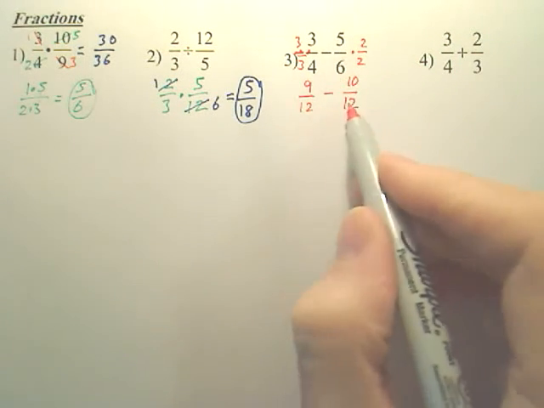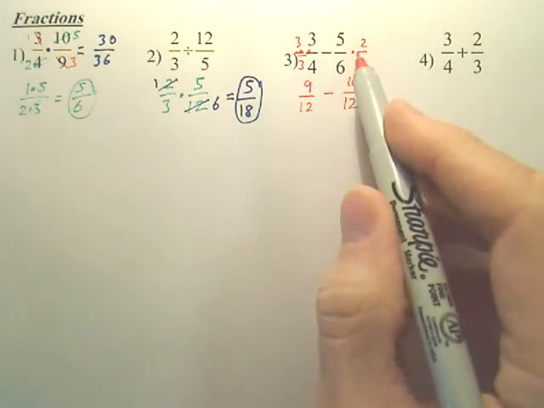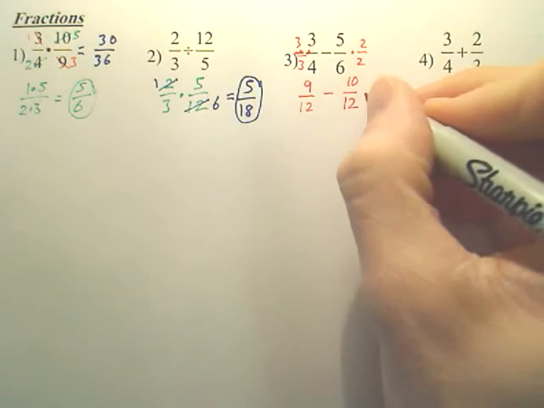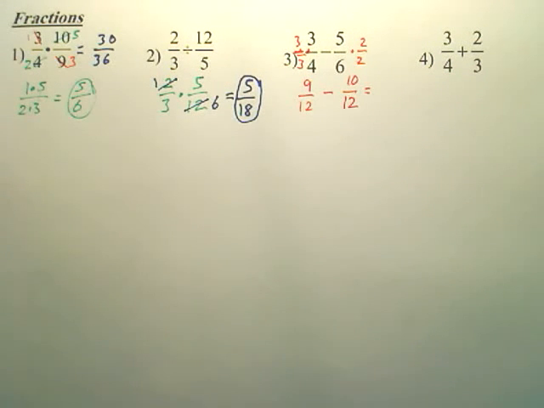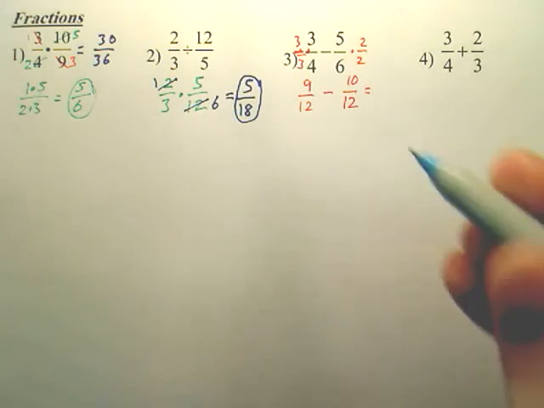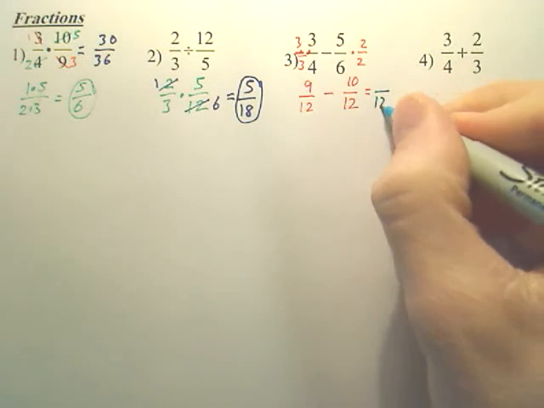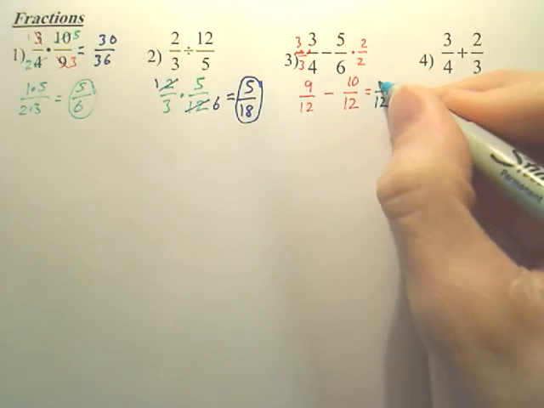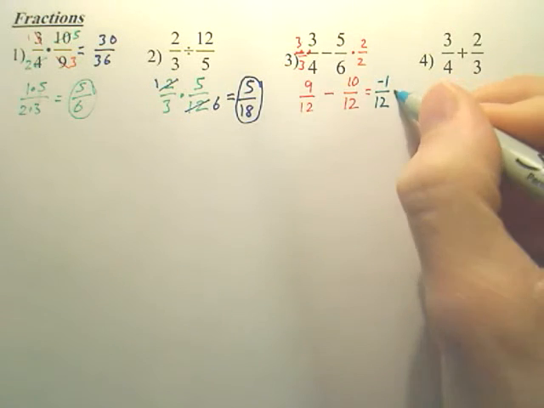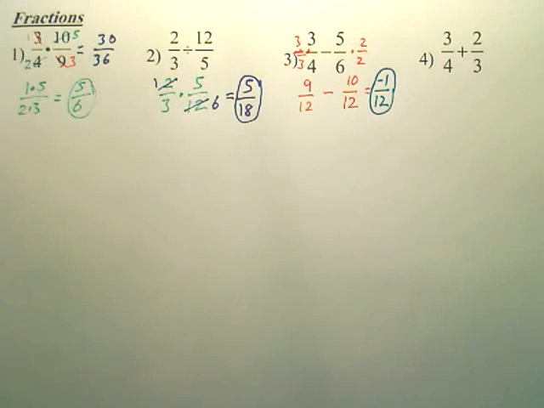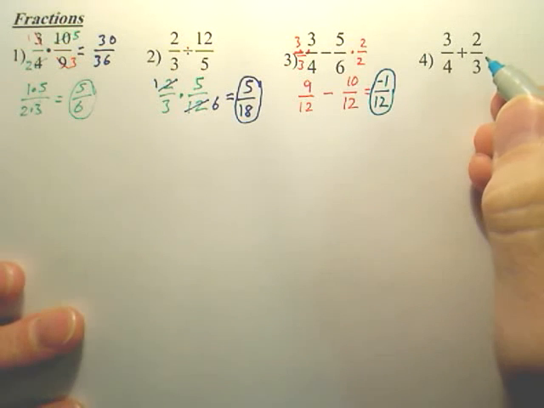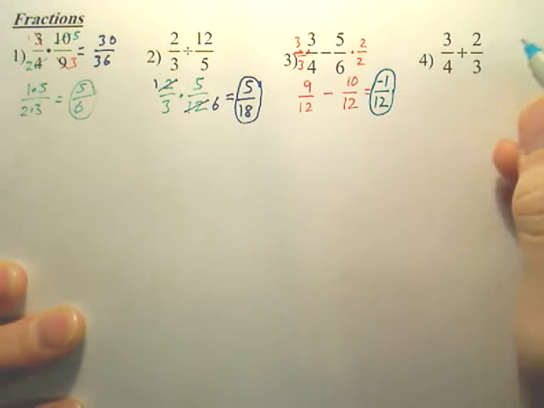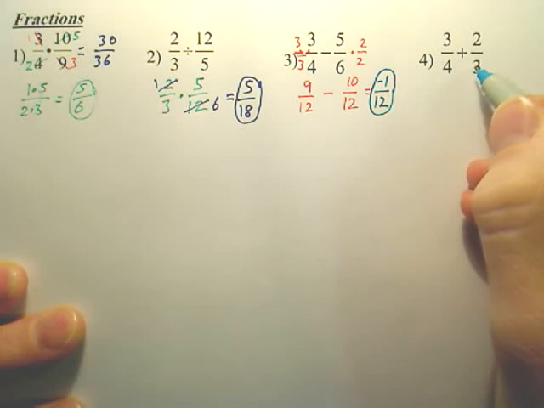Again, we're trying to get the bottoms to be the same. And we multiply top and bottom by the same thing in order to do that. It's kind of like a problem-solving thing. Now when you subtract, do you subtract tops and bottoms? No. You just keep the bottom and you subtract the tops. So 9 minus 10 is negative 1. There's my answer. Negative 1/12. Okay. Now, that would be my answer. I'm done. Cannot reduce.